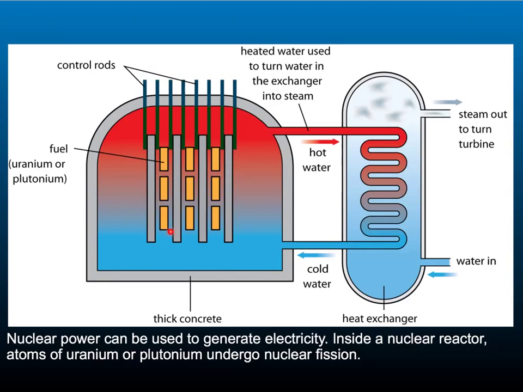When the material undergoes fission, it releases a lot of energy. This then goes through the heat exchanger, where it turns water into steam. The steam is then released to turn a turbine, which turns a generator, which generates electricity.